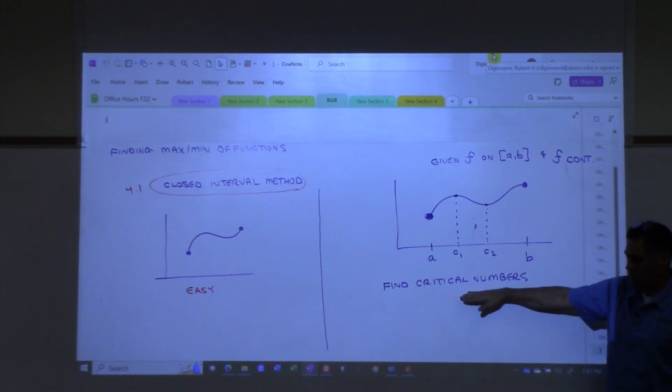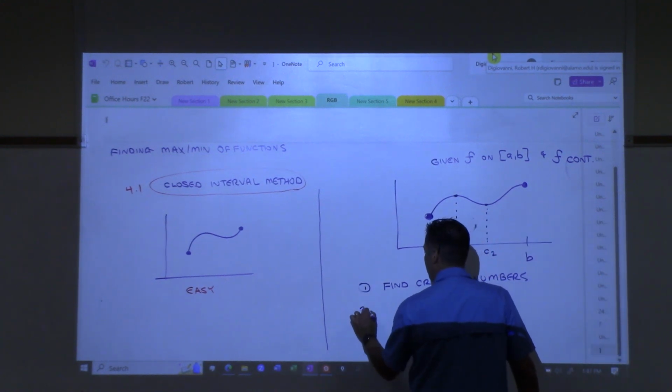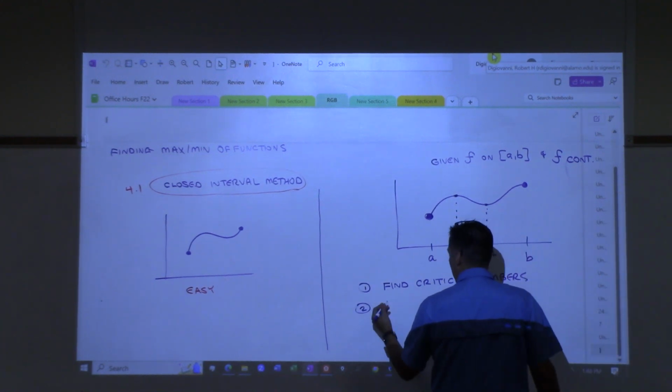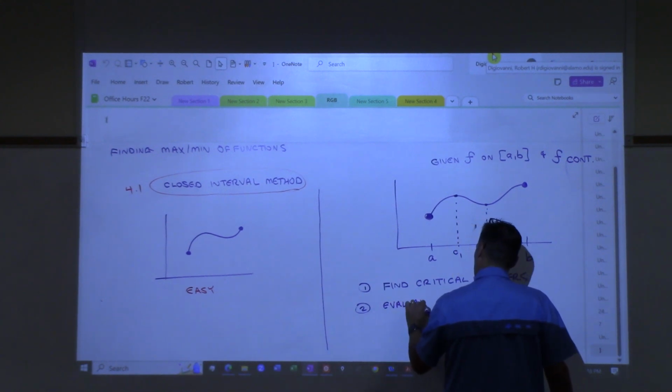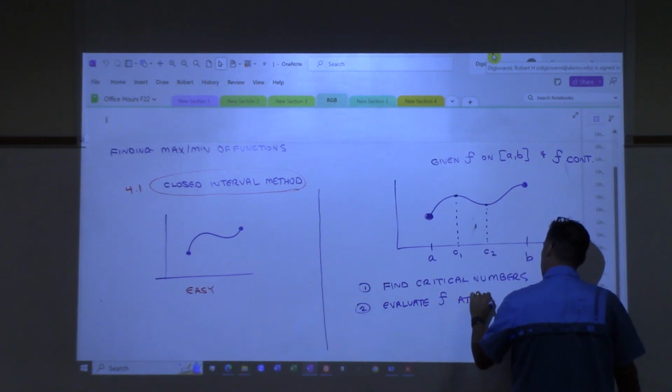So I'm going to find the critical numbers, right? That's the first thing I'm going to do. Find the critical numbers. Second thing I'm going to do is I'm going to evaluate the function f at the critical numbers.